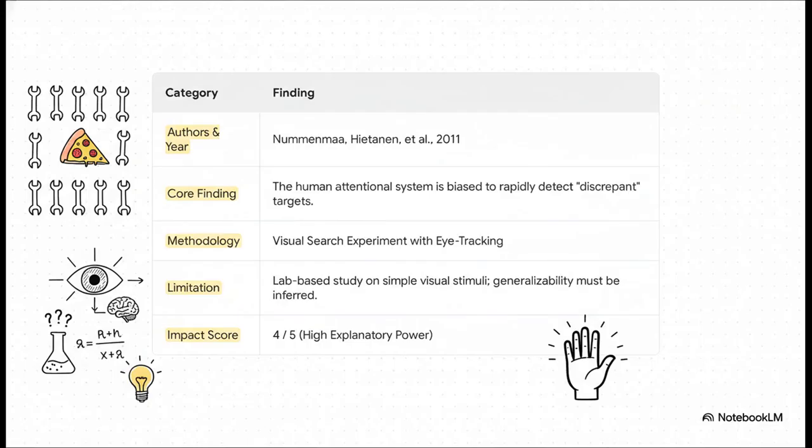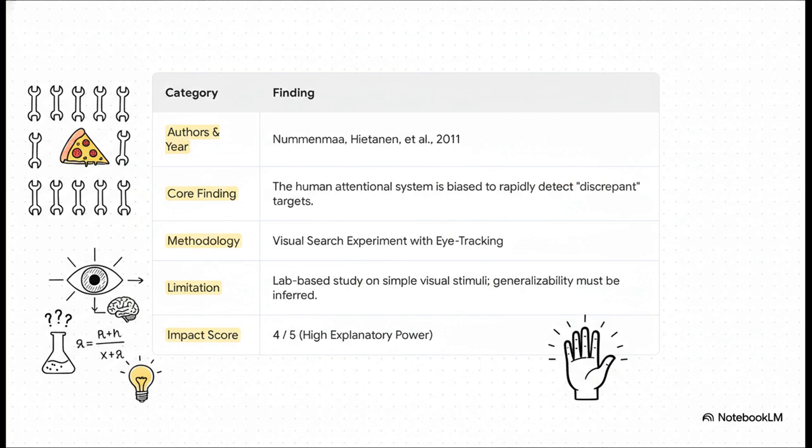And this is where it gets really cool. A 2011 study by Newman Ma and his team. This is the missing piece of the puzzle. They found that our attentional system is literally hardwired to notice things that are out of place. We have a built-in bias to spot discrepant targets, and fast. Basically, we can't help but notice what doesn't belong.